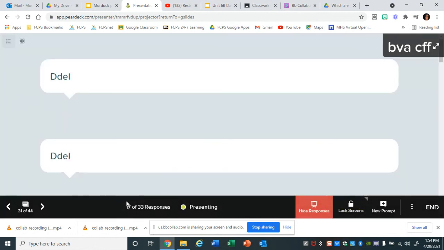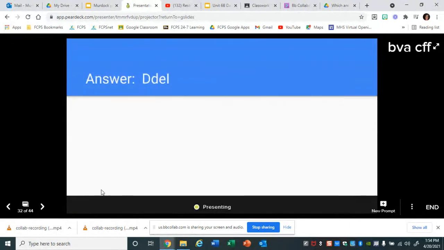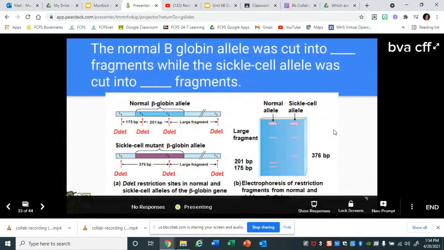Yeah, that's it. You just had to identify from the picture what the name of the restriction enzyme was, and you got it. DdeI is the name of the restriction enzyme making the cuts, okay? And the normal beta globin, this one, was cut into blank fragments, and the sickle cell was cut into blank fragments. Don't worry about the tiny bits on the end there. Just ignore that.